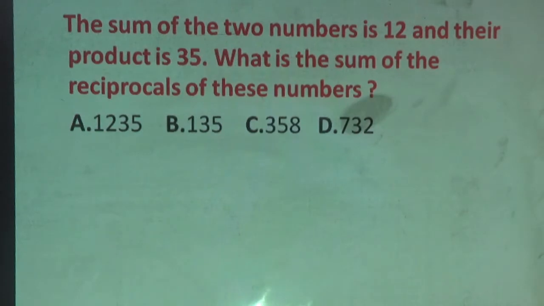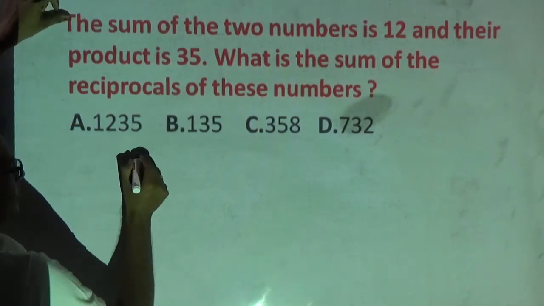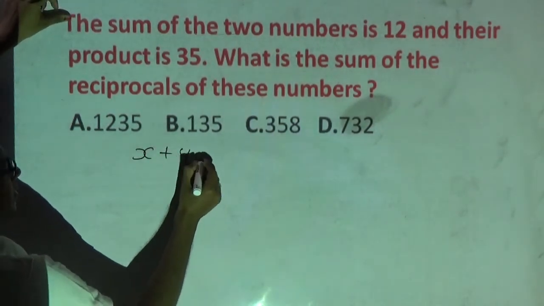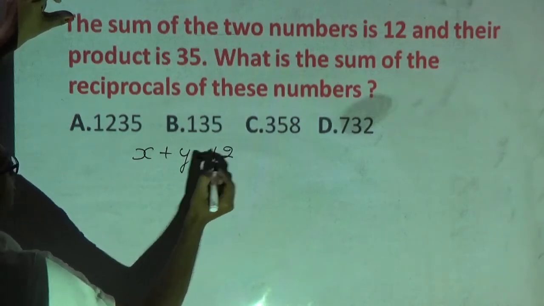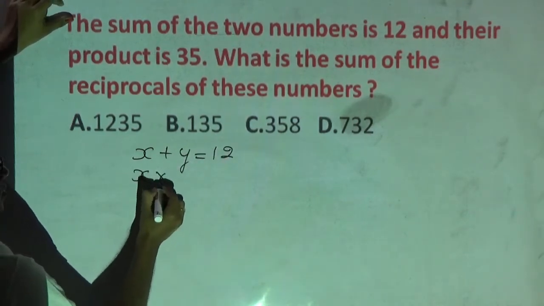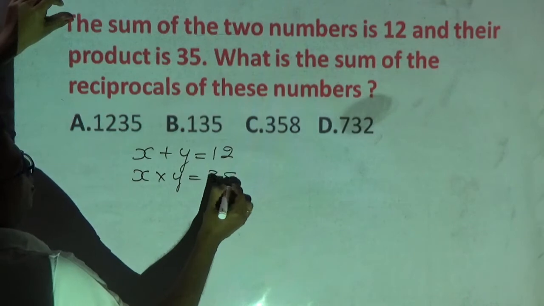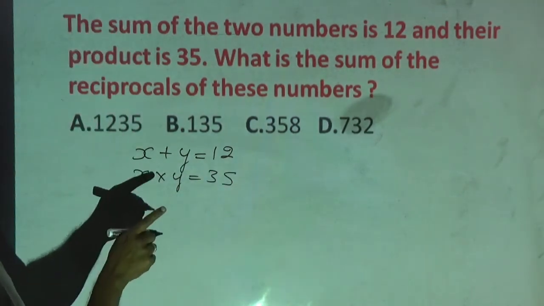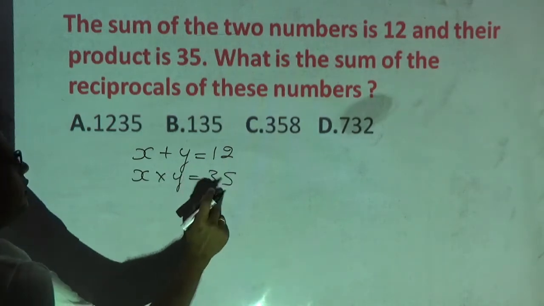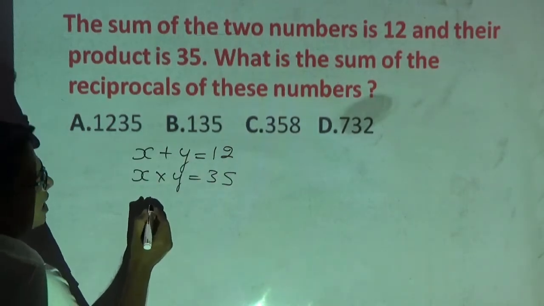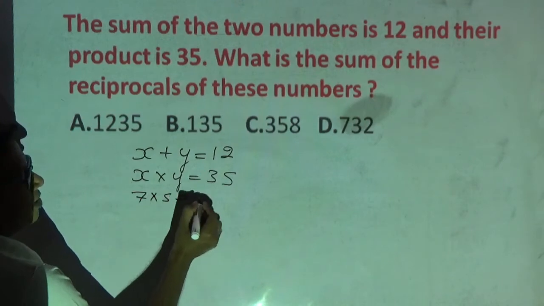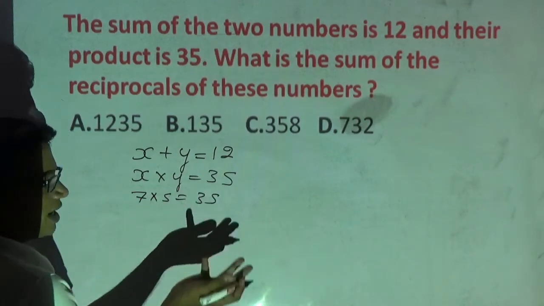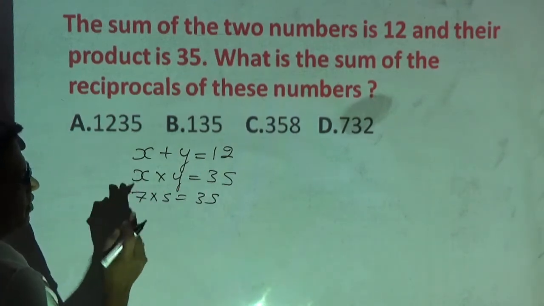Next question. Sum of two numbers is 12 and their product is 35. They have given two numbers x plus y is 12 and product x into y is 35. Now I need to find out the sum of their reciprocals of that numbers. First I need to find out the numbers. See, looking into 35, I came to know that 7 into 5 is 35. Whether I can get product of 35 any other numbers? No, not possible. 7 into 5 only 35.